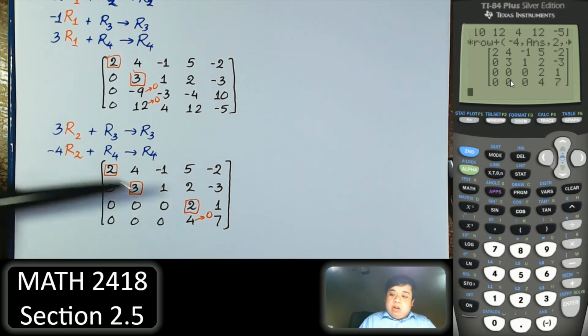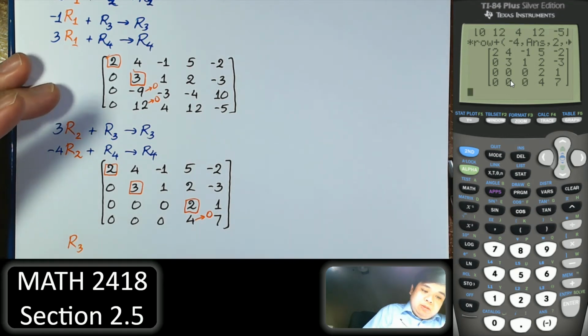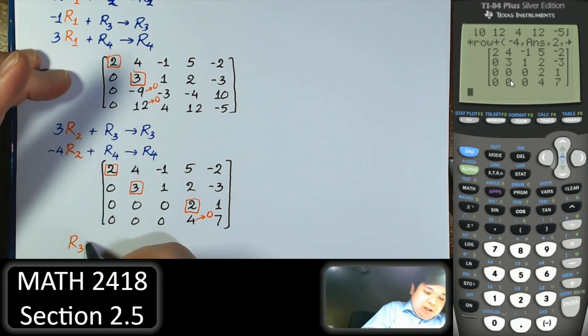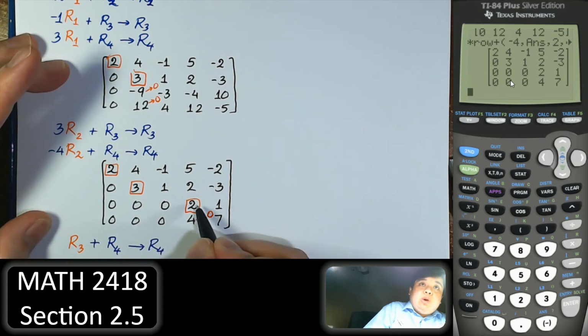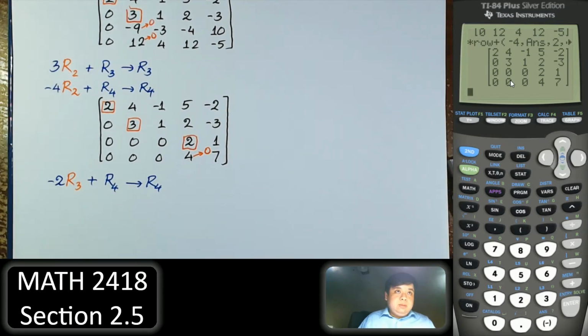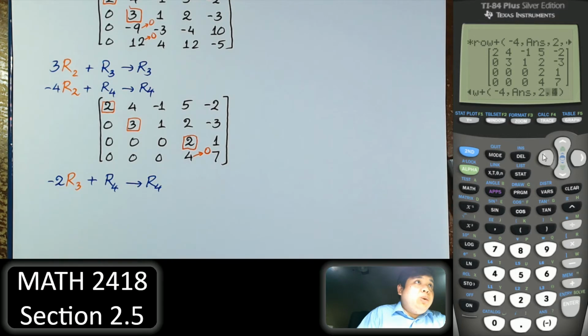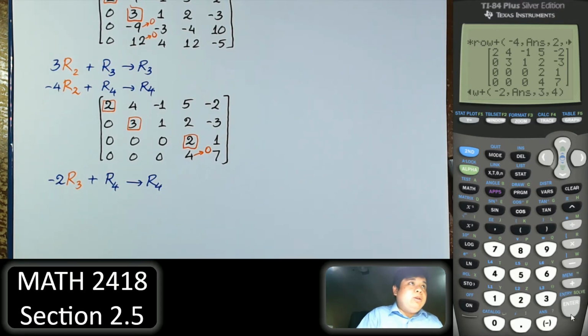And to do that, the pivot now is on row 3. And we add and replace to row 4. But in order to eliminate 4, we're going to use 2 times 2 is 4, but it's going to be opposite to that. And then we just need to do that operation. -2, multiply to row 3, and add and replace to row 4.